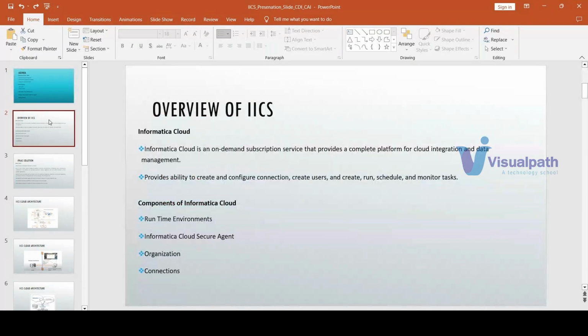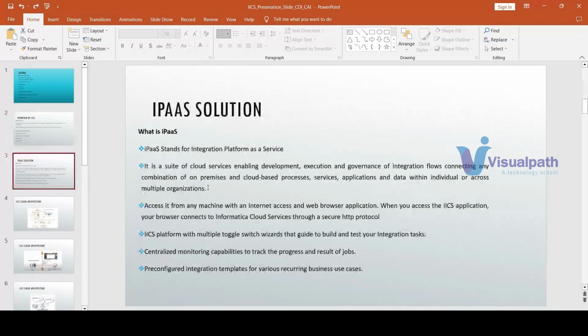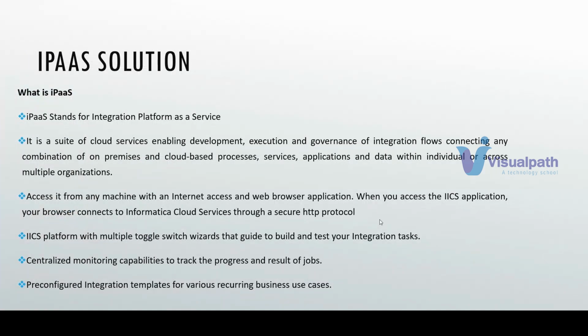When I speak about components, what are the components of IICS? IICS components are a runtime environment, a cloud secure agent, an organization, and connections. We have a lot of other components, but at a high level, I'm just giving you these. And what is IPaaS? IPaaS stands for Integration Platform as a Service. So what is Integration Platform as a Service?